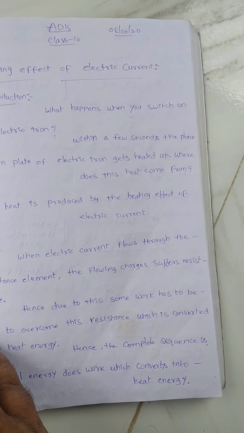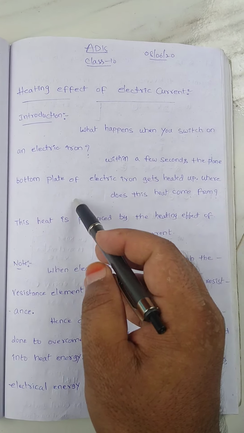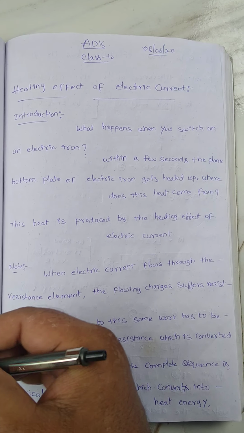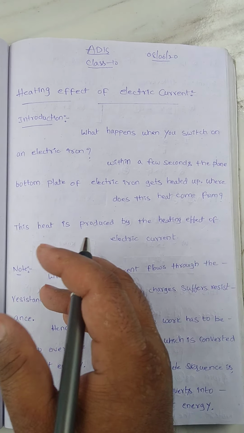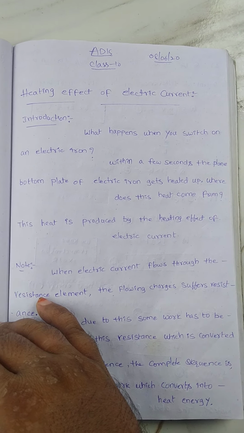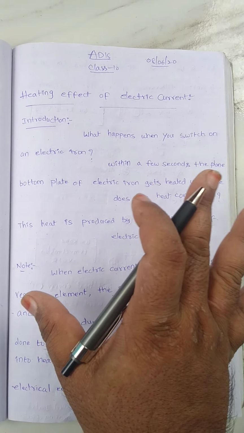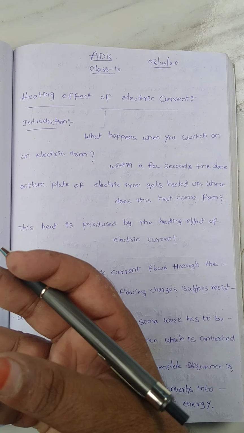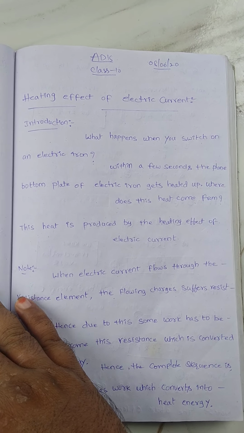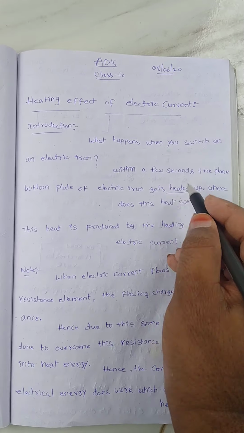We know this very well, as we use these observations every day. For example, what happens when you switch on an electric iron? Within a few seconds, the plain bottom plate of the electric iron gets heated up. Right or not? Within a fraction of a second, right? So when you switch on the electric iron, the plain bottom plate gets heated up.